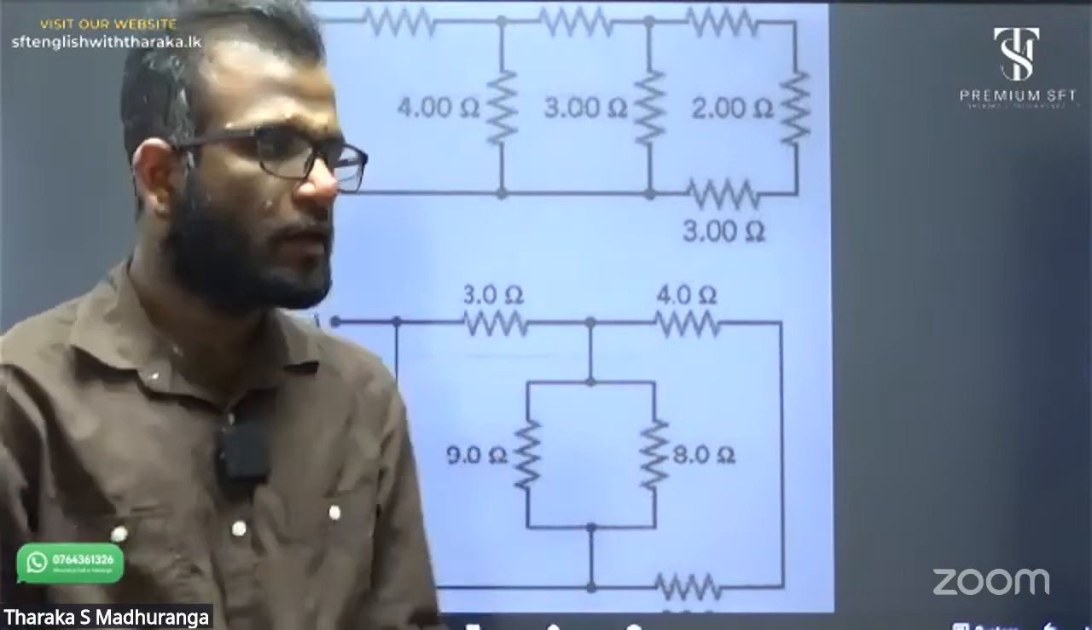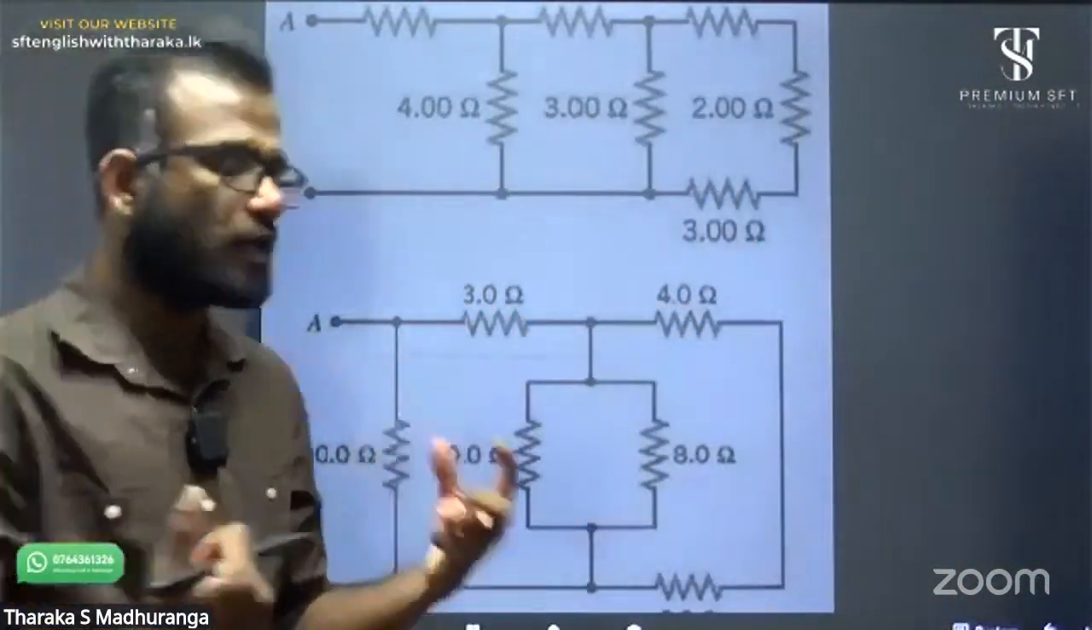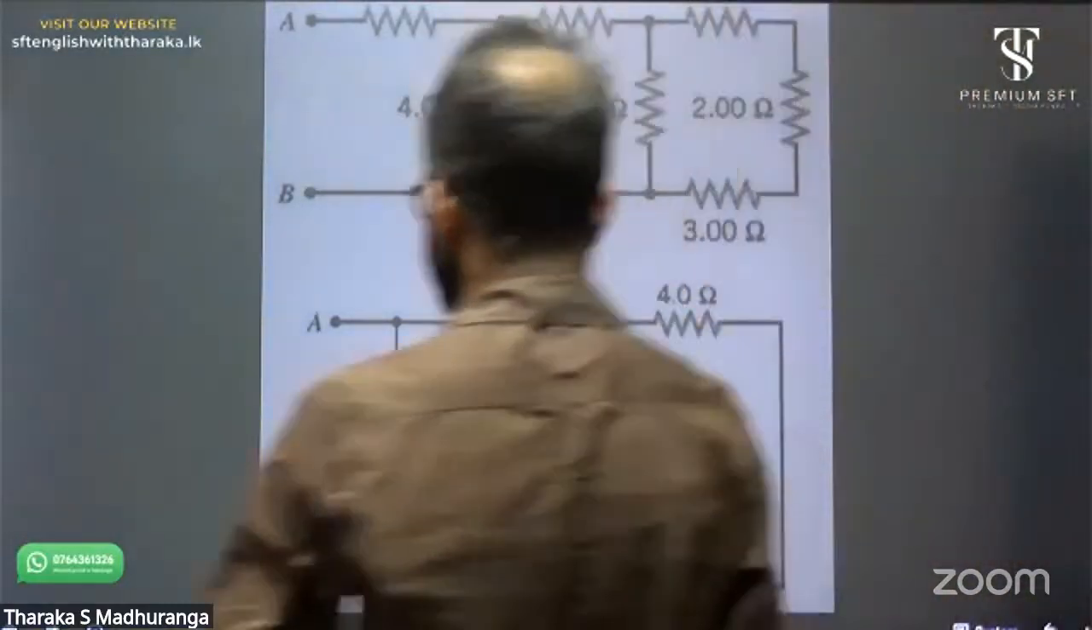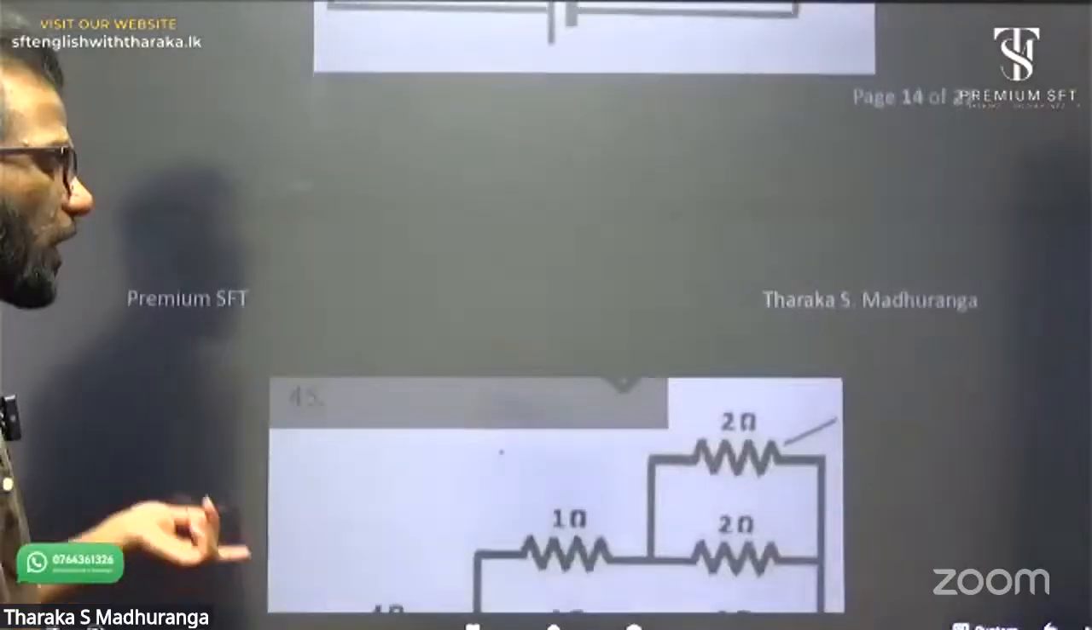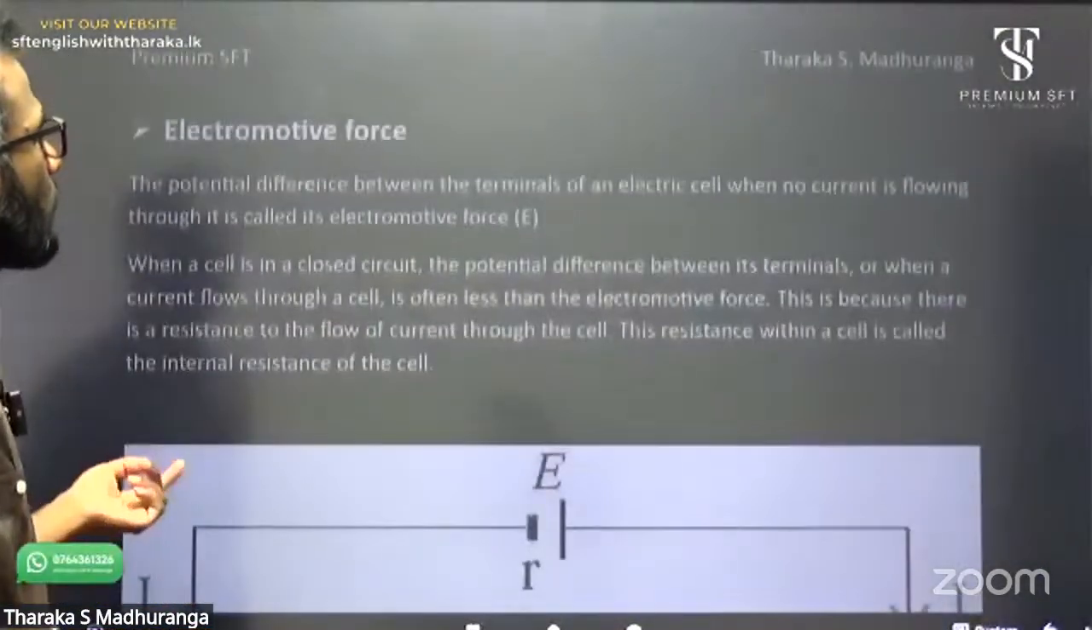Last Friday we fully discussed all types of resistance systems and how to calculate the equivalent resistance of every type of resistance system. We discussed different application examples. Today I'm going to start our new part, the electromotive force.